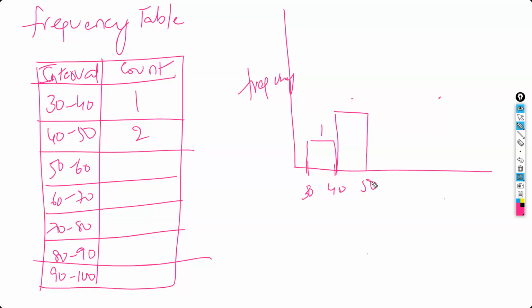So this is 2. Next, how many records are there between 50 to 60? 3 records. So 50 to 60. And these plots should be attached to each other. What are these bars? You cannot call them bars. We call them bins. In a discrete variable, each of them is called a bar. But here we call it a bin. Why? Because it is a continuous variable. Okay.